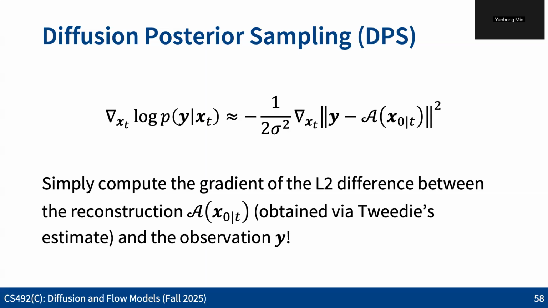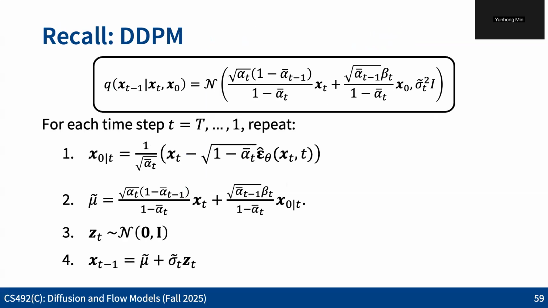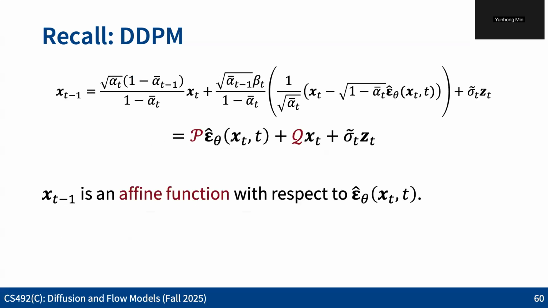One more additional thing: if we go back to the DDPM formulation, this is what we have seen, how we compute xt minus 1 given xt. If we go back to this slide, we can see that this xt minus 1 formulation is actually an affine function. It has a linear term here, multiplied by the predicted noise here, plus some other terms. We can simplify it in this way.